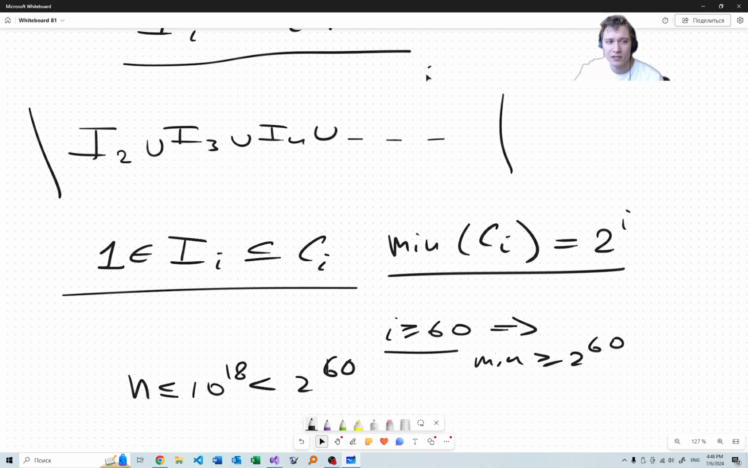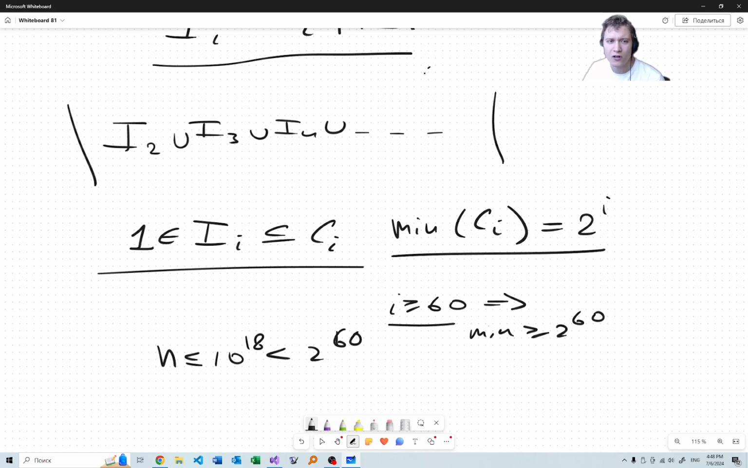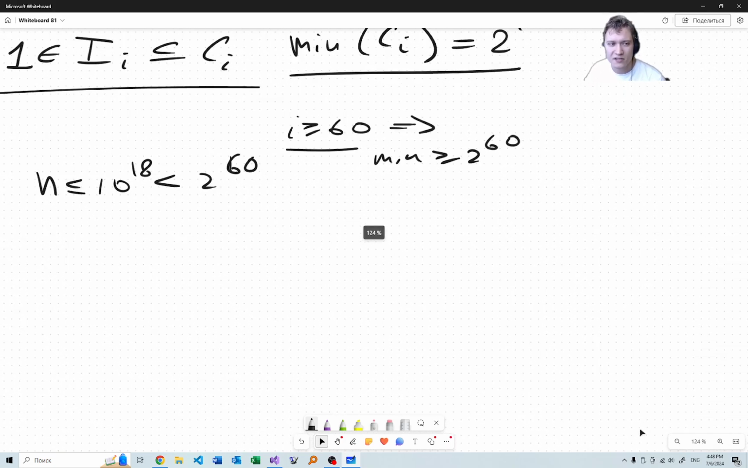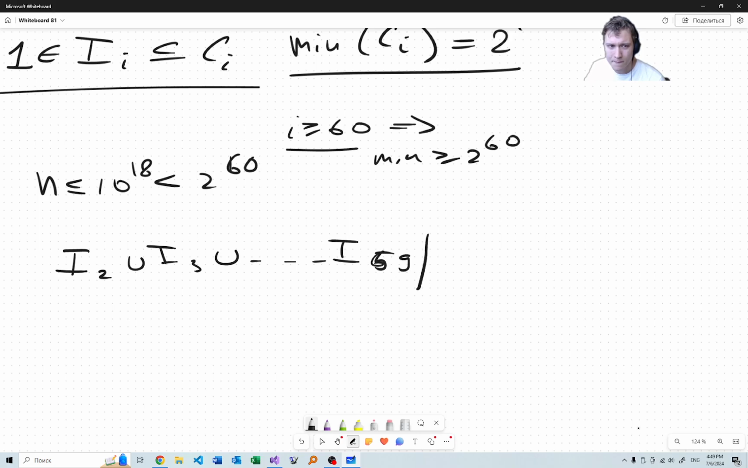We can ignore them. Actually, all sets starting with I60 are empty. So this is an empty set, I61 is an empty set. Yeah, Ci is not empty, but when we intersect it with numbers from 2 to n, it becomes empty. So now the problem is easier. The problem is to calculate this. Okay, so we need to calculate this.